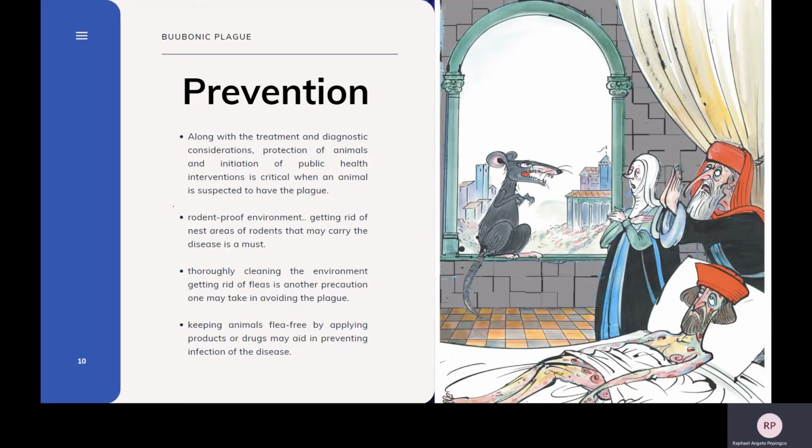And then lastly, keeping animals flea-free by applying products or drugs that may aid in prevention of infection of the disease.